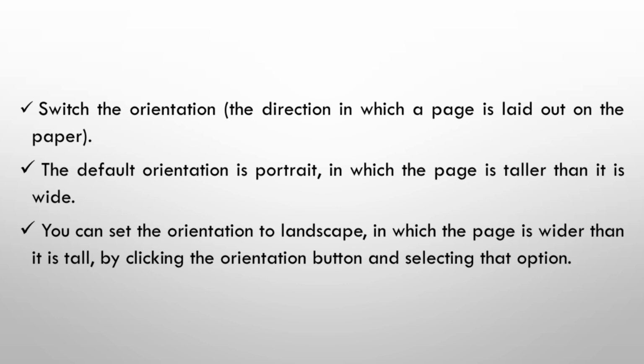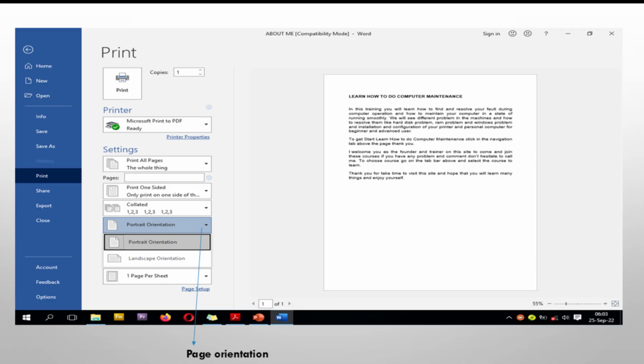Switch the orientation, the direction in which a page is laid out on the paper. The default orientation is Portrait, in which the page is taller than it is wide. You can set the orientation to Landscape, in which the page is wider than it is tall, by clicking the Orientation button and selecting that option. Tip: the pages of a document all have the same margins and are oriented the same way unless you divide your document into sections. Then each section can have independent margin and orientation settings.